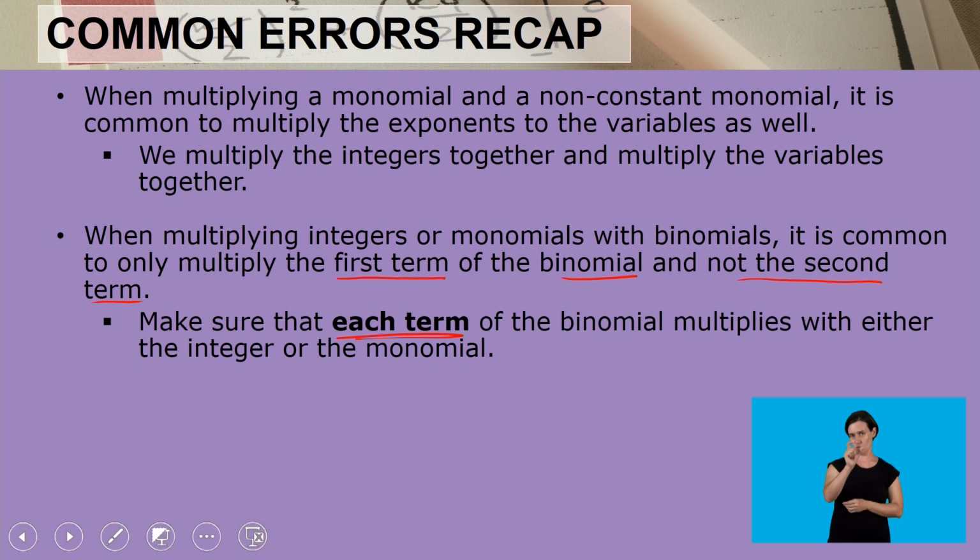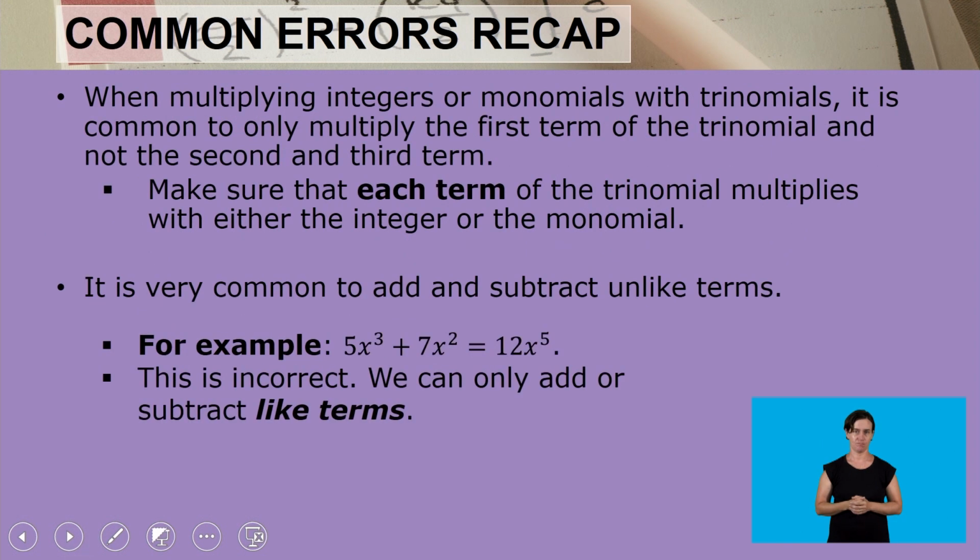each term of the binomial. Then again, when multiplying integers or monomials with trinomials, it is very common that we only multiply the first term of that trinomial and not the second term or the third term. So make sure that each term of that trinomial multiplies with either that integer or that monomial.